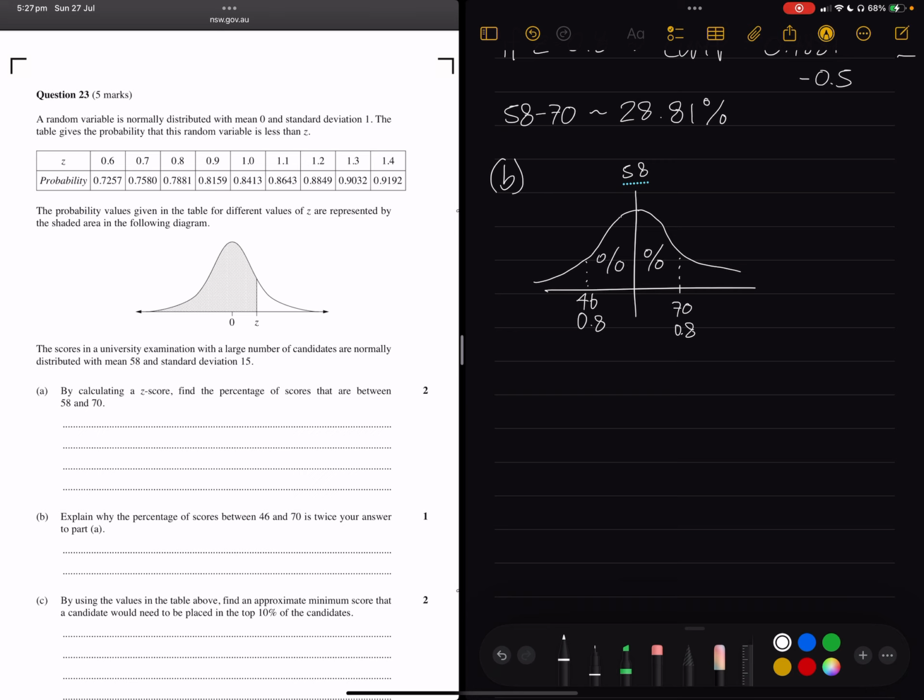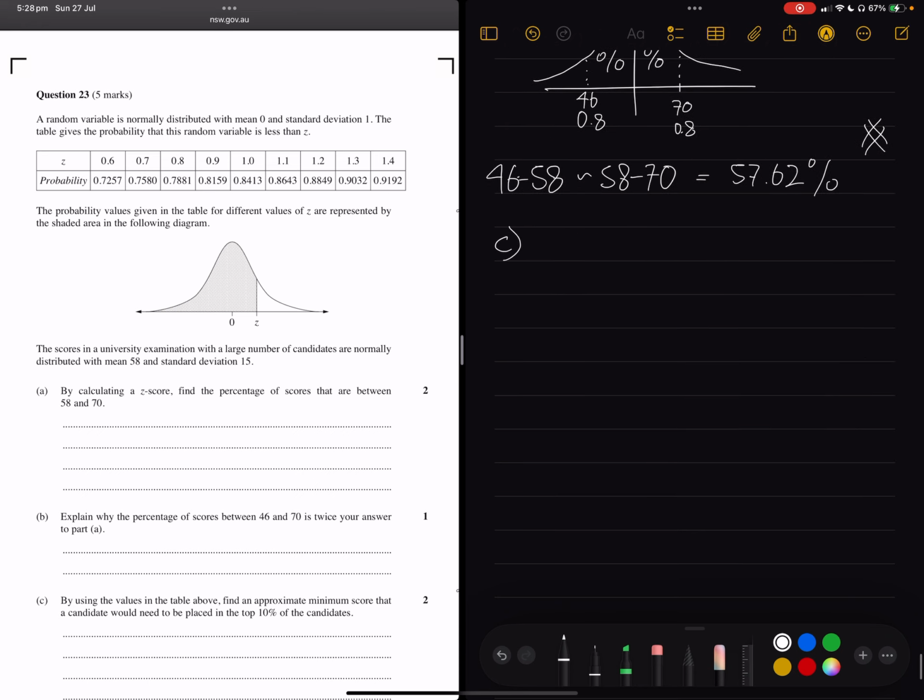So the percentage of scores from 46 to 58 is the same as the percentage of scores from 58 to 70. So this is double 28.81. 28.81 times 2 is 57.62%. And it's to do with the fact that the bell curve, we're assuming it's symmetrical.